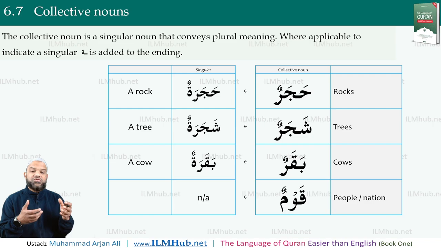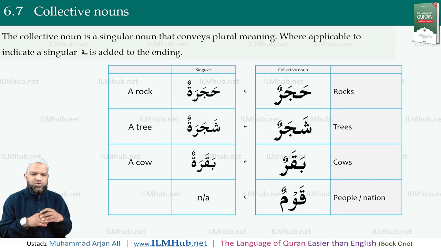But in order to make it singular, the system that's used for most cases is just put a ta marbuta at the end. Hajaratun, single rock. Shajarun, shajaratun. Bakarun, bakaratun. So bakarun means cows, bakaratun, one specific cow. So this is another system in Arabic that you need to be familiar with.